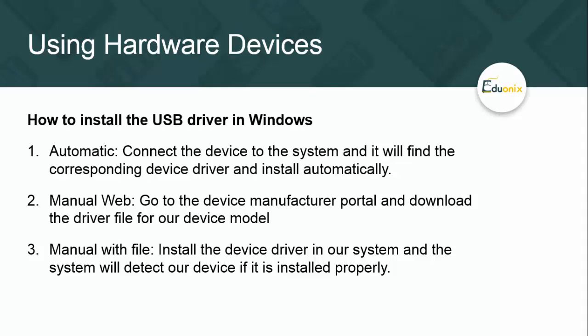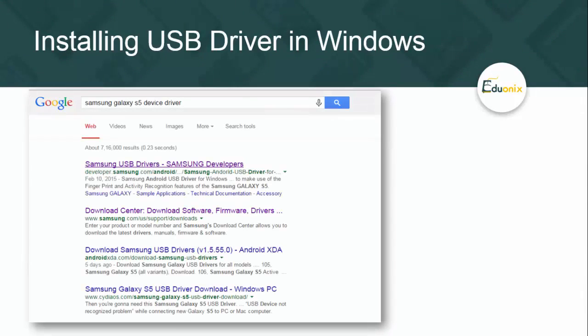As an example, say you're trying to install the device driver for a Samsung device. Connect the device to the system and it will download and install the device driver automatically. If it fails to download it, then go to method 2. Go to the device manufacturer portal as shown in the screenshot.